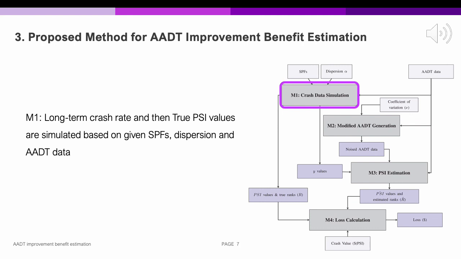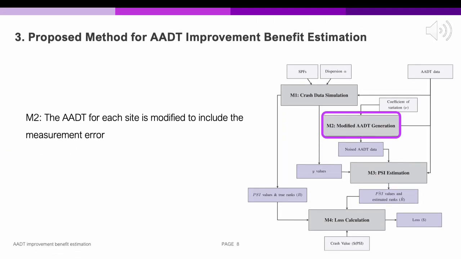In the first module, we simulate long-term crash rate and also PSI values based on SPFs, available AADT data, and the estimated dispersion parameter. We assume that these values are correct and true values, so we have the true PSI for each traffic location. We note that in reality, we don't have perfect AADT data, which is data without measurement error, which is why we are using a simulation-based approach for the evaluation.